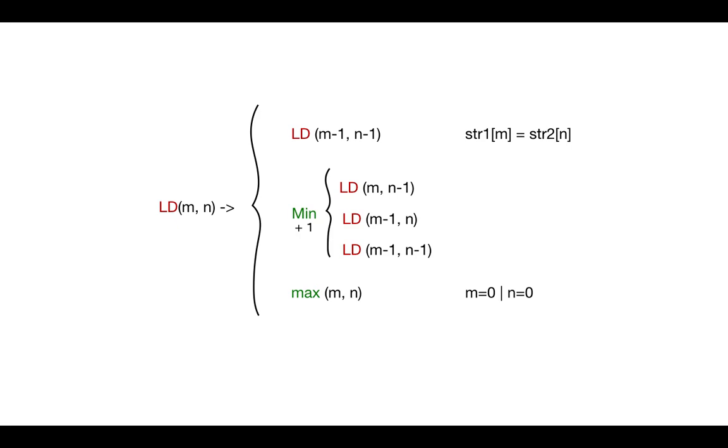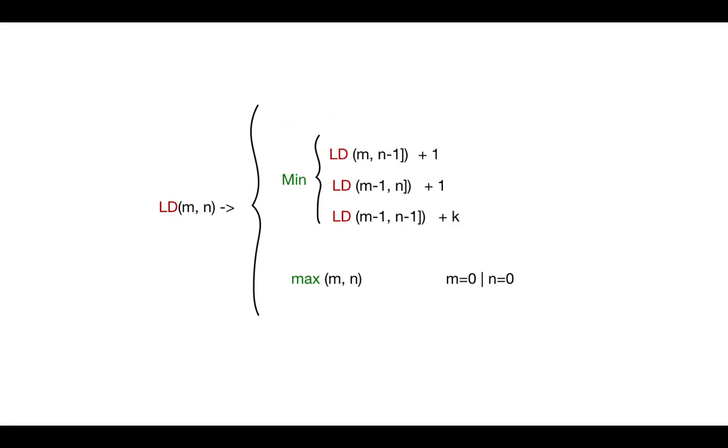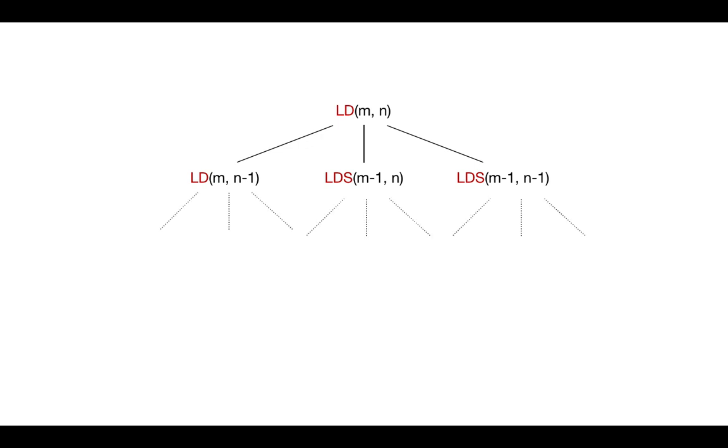Now to optimize it a bit, we can merge these duplicate recursive calls. So what we do, we put k here, where k will be 1 when we replace the character and 0 when the last characters are the same. If we draw the recursion tree for this, for each recursive call, we need to make 3 recursive calls with lengths (m, n-1), (m-1, n), and (m-1, n-1) respectively.